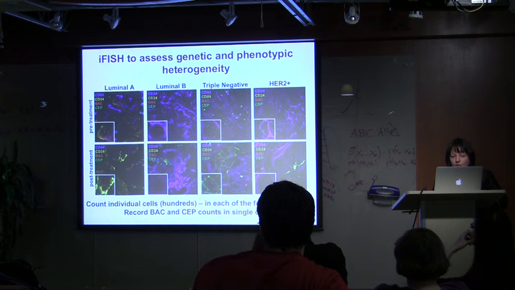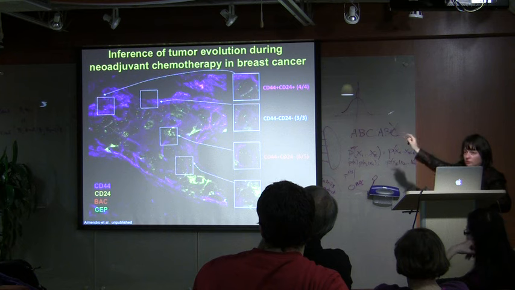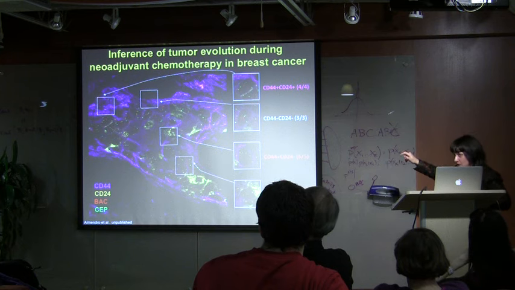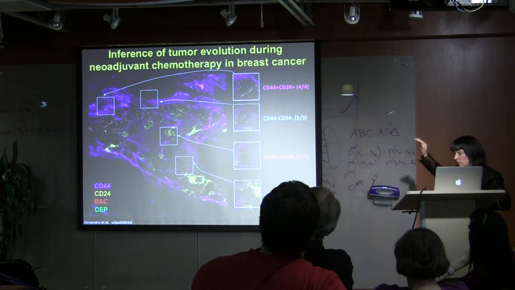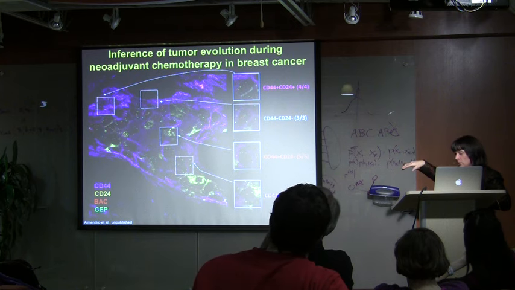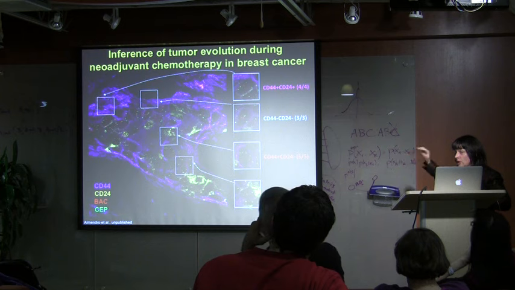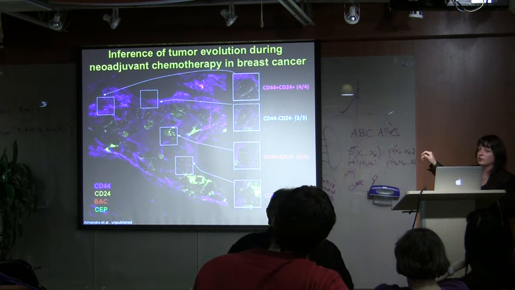Yeah. So in this particular case, we have four cell populations. In each one, we're counting 100 to 200 cells. But sometimes not all cell populations are present in each of the tumors, so you will see that. Otherwise, we're counting 100 to 200 minimum. So it's a lot of individual cell counting.